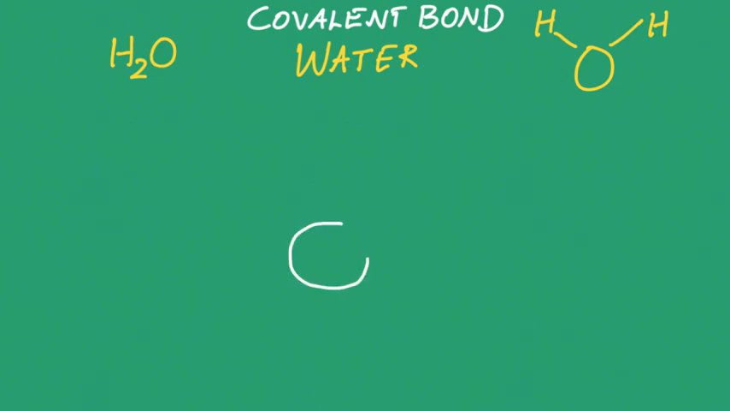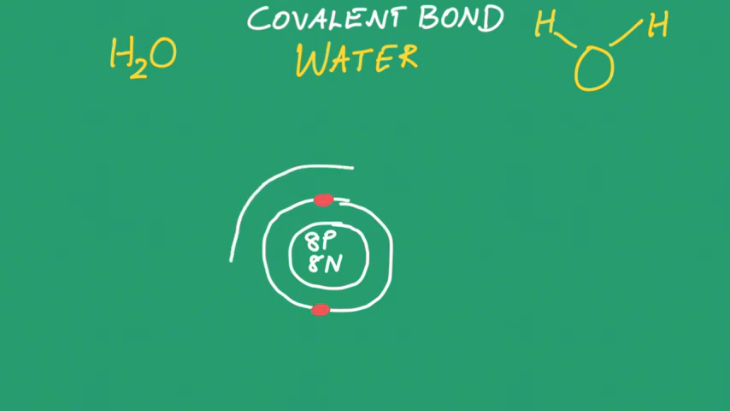So let's draw the oxygen. Oxygen, as we know, has 8 protons and 8 neutrons. It should have 8 electrons. So you will have 2 electrons on the inner shell and the remaining 6 in the outer shell. We need to fill this outer shell, and so electrons are shared with hydrogens, the 2 hydrogen atoms, in order to fill the shell. So let's draw the hydrogen.